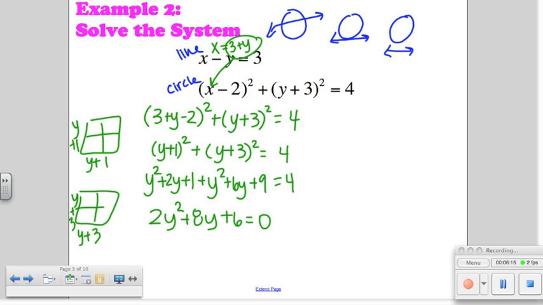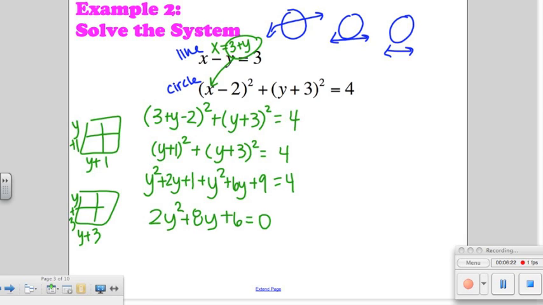Now, I'm going to factor, but before I factor, I'm going to make my numbers a little smaller. You don't have to do this part. You can just go right to your diamond and your rectangle to factor. But I see that everything has a common factor of 2. I'm going to divide everything by a 2 on both sides. Now, when I do that over here, I'm going to have y squared, 4y, and 3. And you can see that it makes my factoring a lot easier.